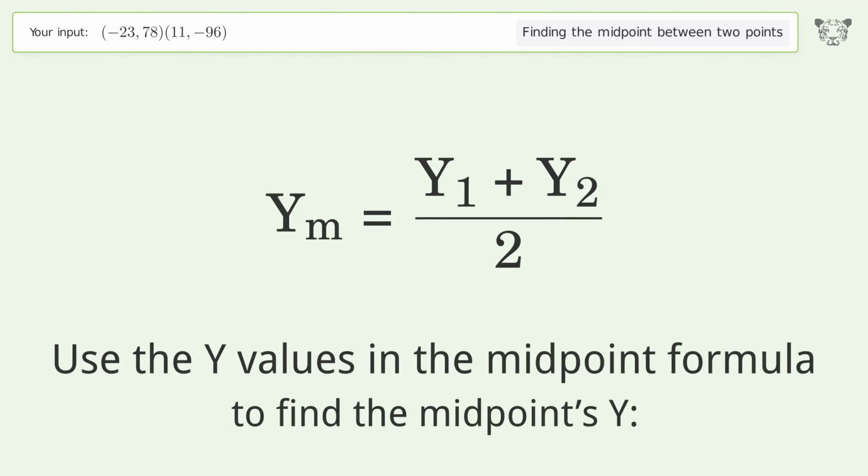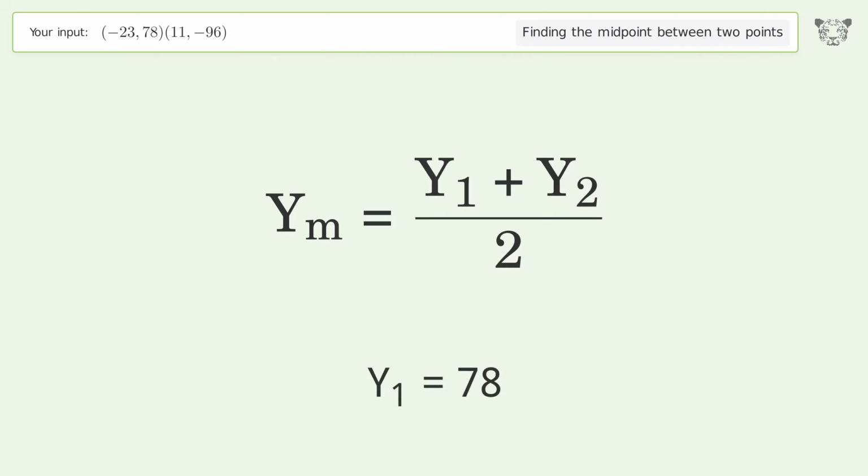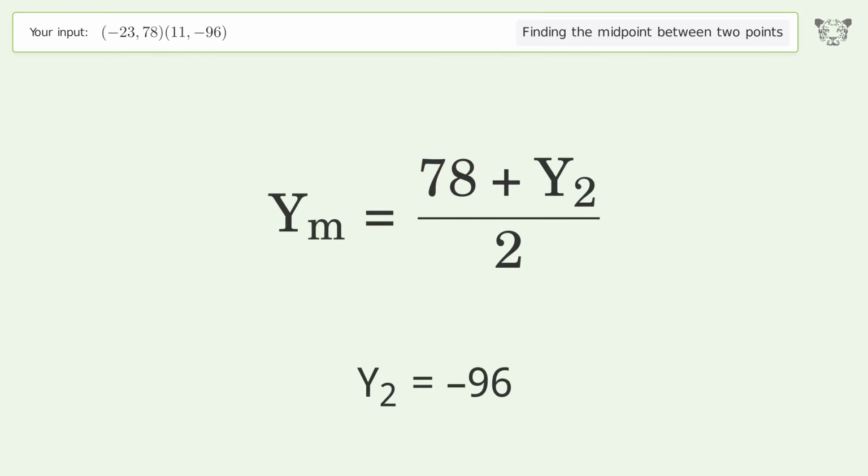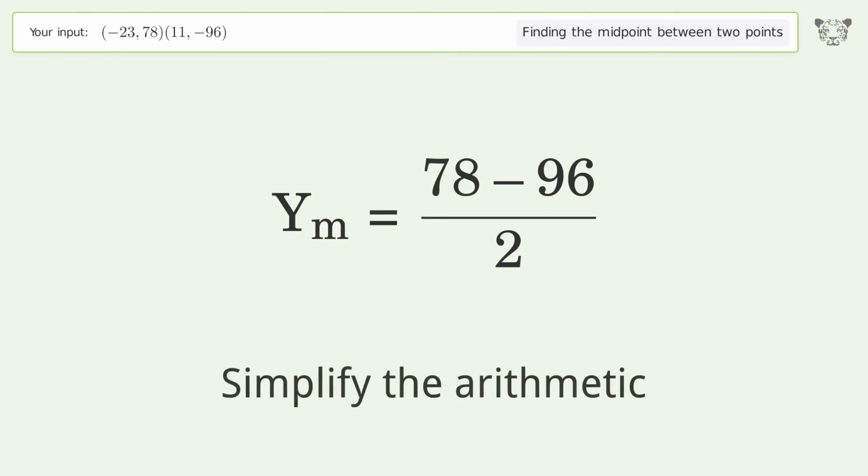Use the y values in the midpoint formula to find the midpoint's y. y1 equals 78. y2 equals -96. Simplify the arithmetic.